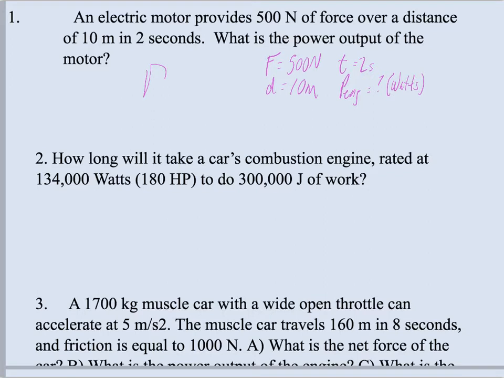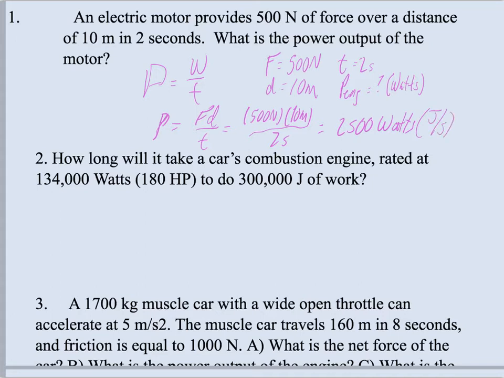Well, we know that power equals work over time. And we also know that work equals the force times the distance. So this looks like just a plug and chug problem here. Our force is 500 newtons. Our distance is 10 meters. And this all happens in a span of 2 seconds. So what is our power value? Our power output is 2,500 watts, or joules per second if you would want to write joules per second. So there's our power for that first one.